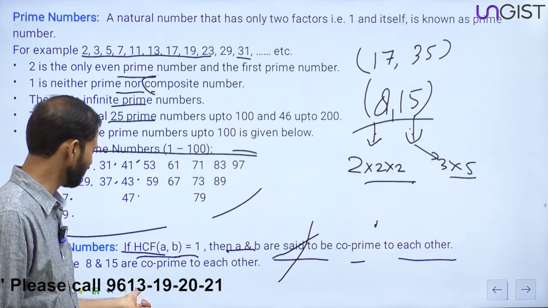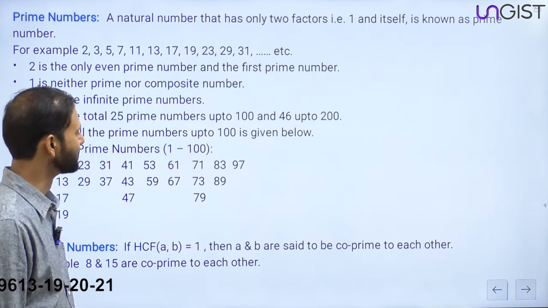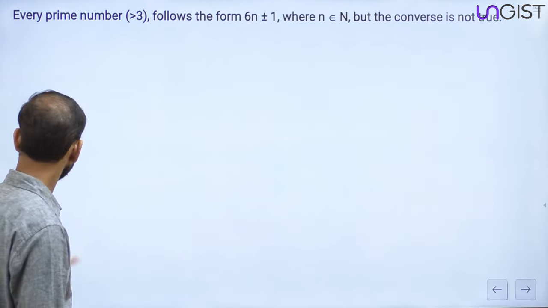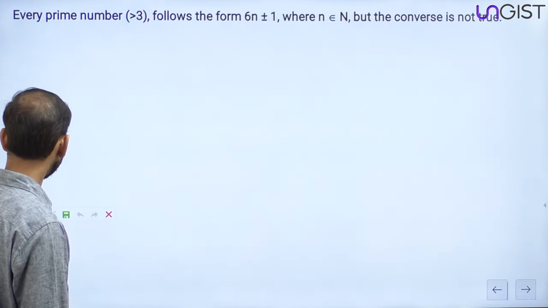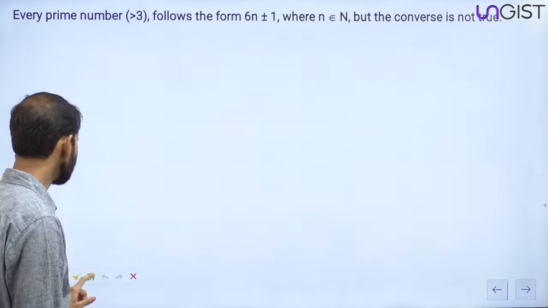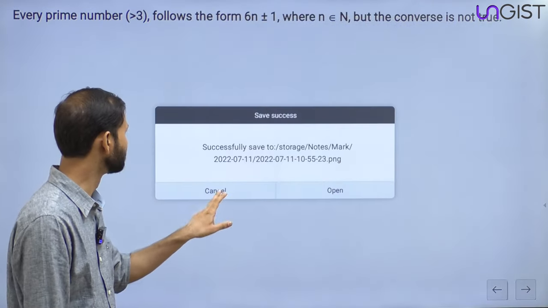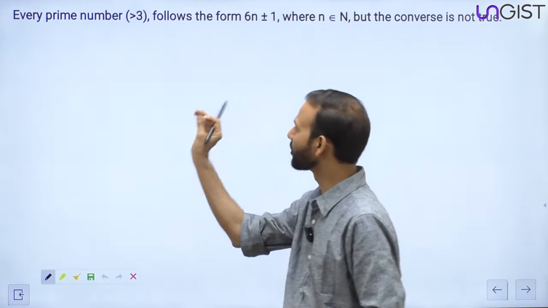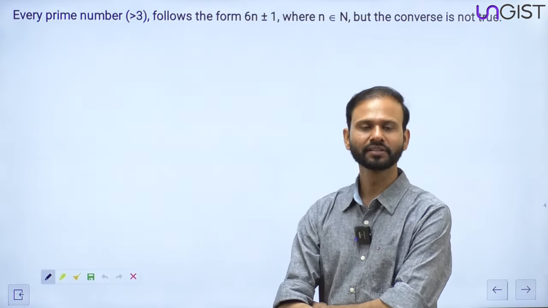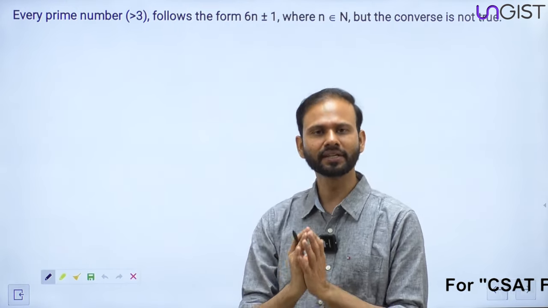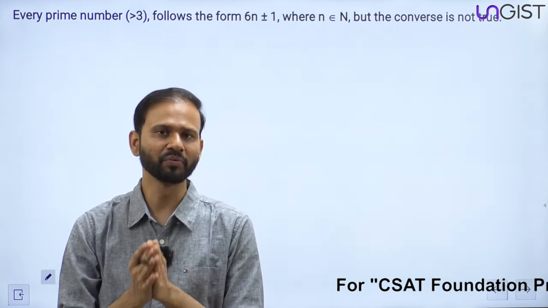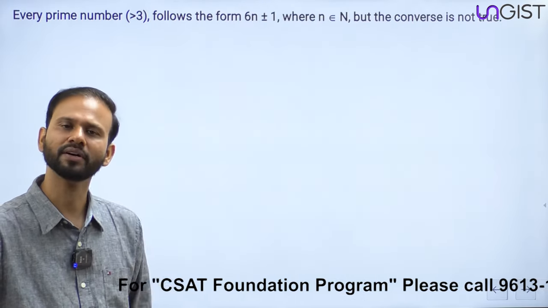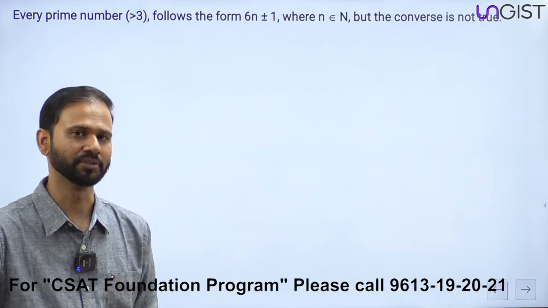After that, there is one very basic property of prime numbers. I think that property is there in the next slide. Just wait. Yeah, this property, everyone. I just wanted to discuss this property with you guys. This is a very important and very simple property of a prime number, in fact. Any prime number which is greater than 3 can be expressed in the form of 6n plus minus 1, where n belongs to natural numbers.